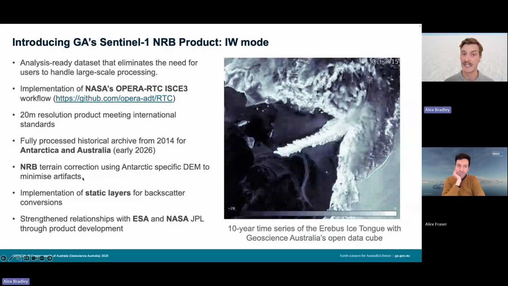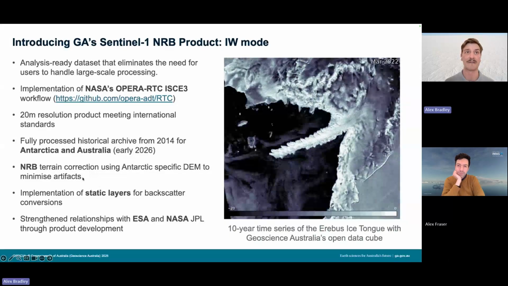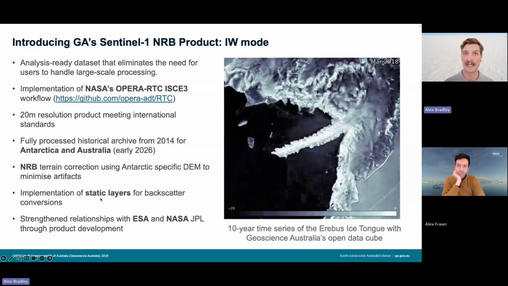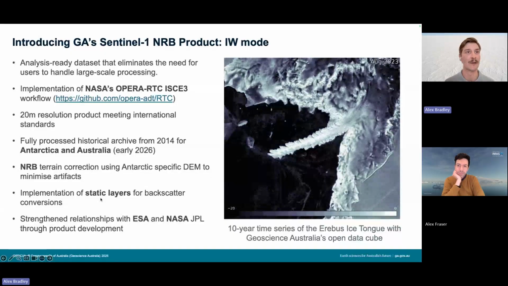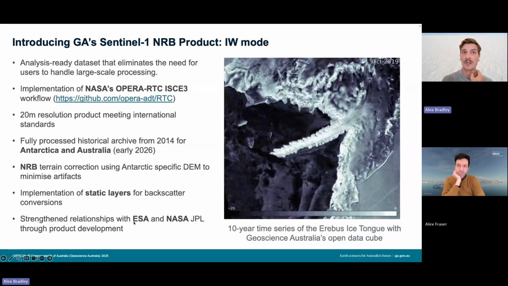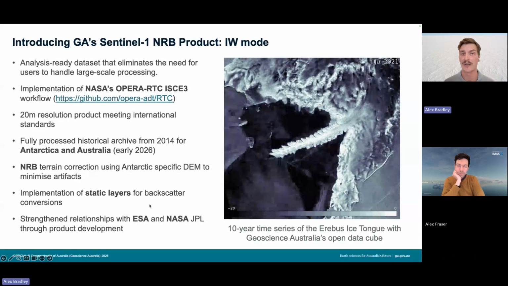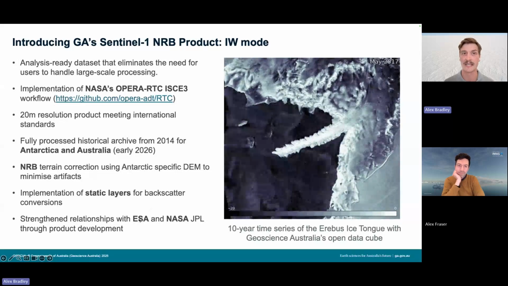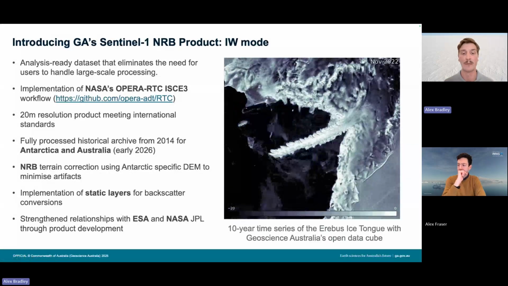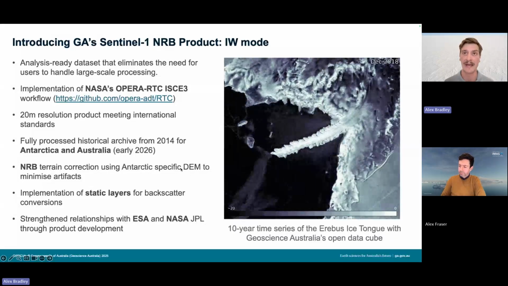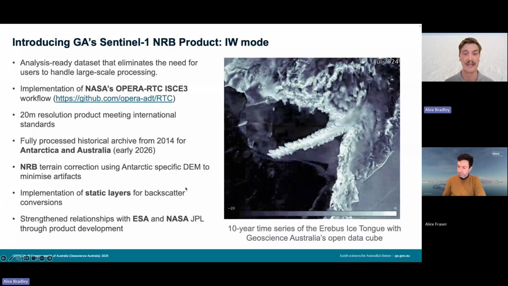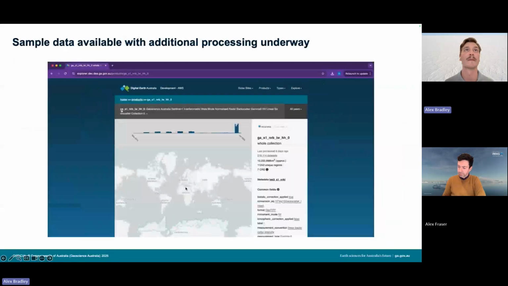We're using Antarctic-specific DEMs to try and reduce those artifacts, and also implementing static layers to keep storage low. And another thing I haven't touched on too much, but it's also been a really great opportunity for Geoscience Australia to strengthen our ties with some of the other space agencies. So there's been a lot of back and forth with them, getting feedback, and also us being able to contribute to their software as well.